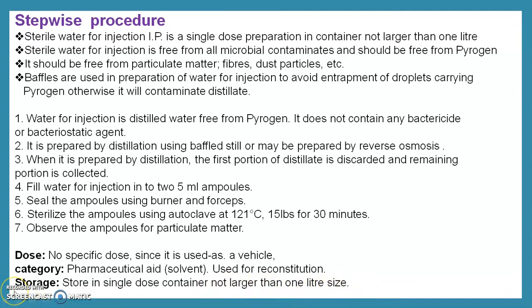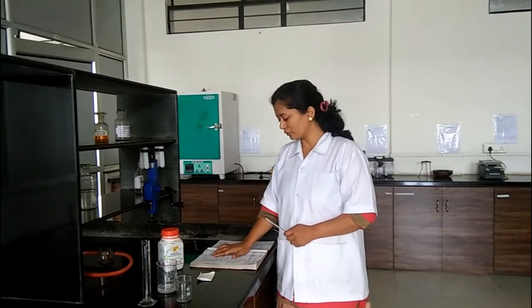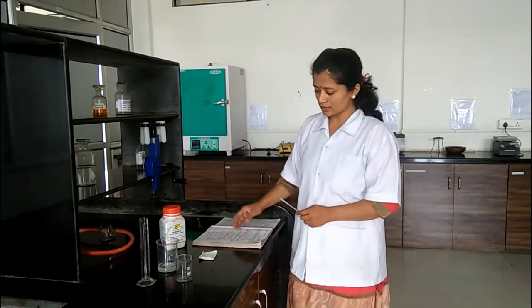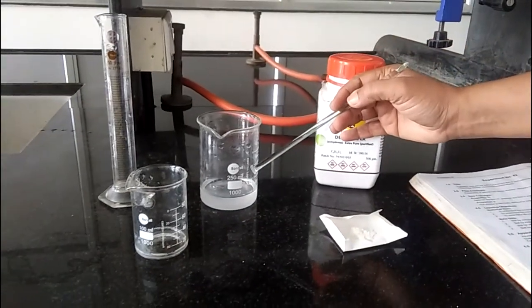Then we move toward the laboratory for the practical session. Welcome dear students to the pharmaceutics first laboratory session. Today we deal with experiment number 42, that is to prepare, evaluate and submit 2 ampoules of 10 ml of dextrose injection IV. Let's see the apparatus required for today's experiment and chemicals. In the chemical section, we require dextrose, and this is our distilled water.